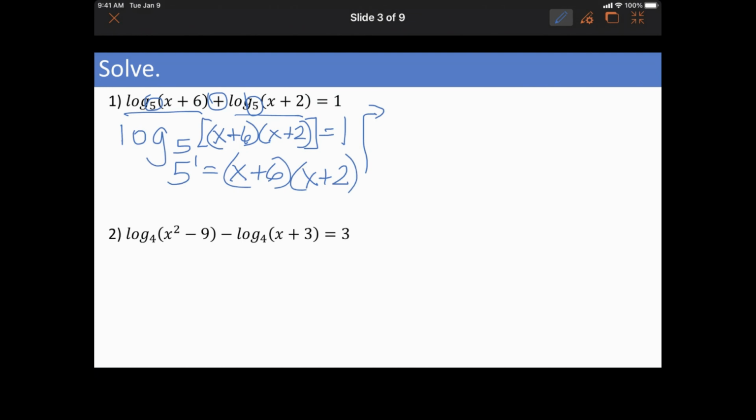So I'm going to have 5, and I'm going to multiply that out. So it's going to be x squared, 6x plus 2x is going to get 8x, plus 12. Now, don't forget, when we get to here, this is not a linear equation. You're not going to move the 12. No. Remember, this is squared. You want it to equal 0. So you're going to subtract 5 from both sides.